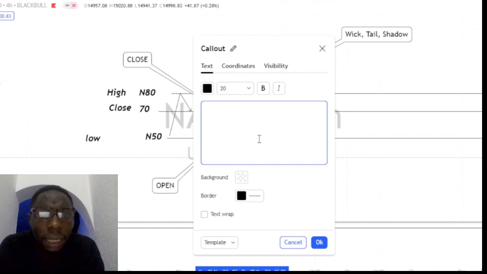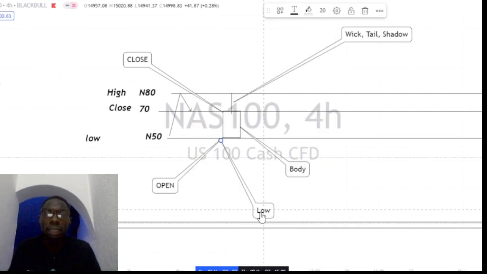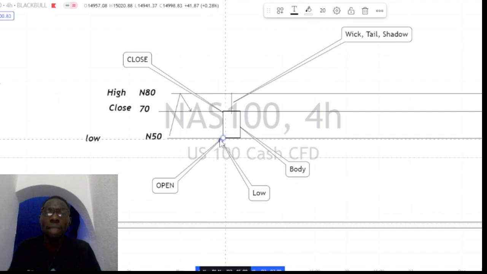Okay, I want the low here now. This is the low, also the low. So let's look at the low. You can see that the open and the close is the low now. So let me take this away.